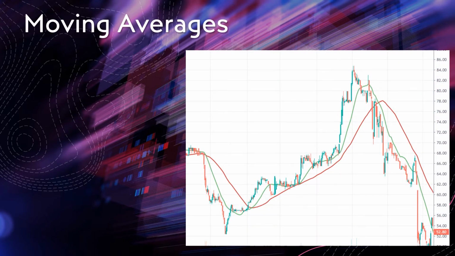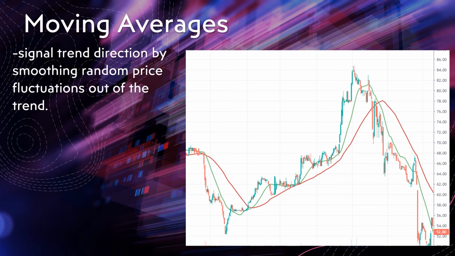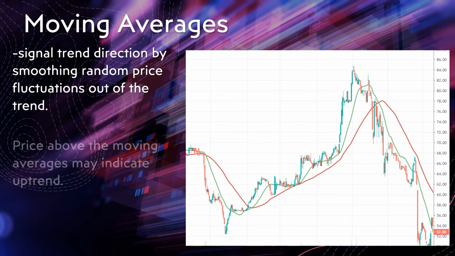Moving averages can signal trend direction by smoothing out the random fluctuations in the trend. Common values are 20 and 50. Some may use simple moving averages or exponential, depending on the trader's preference. By theory, the price above the moving average may indicate an uptrend.